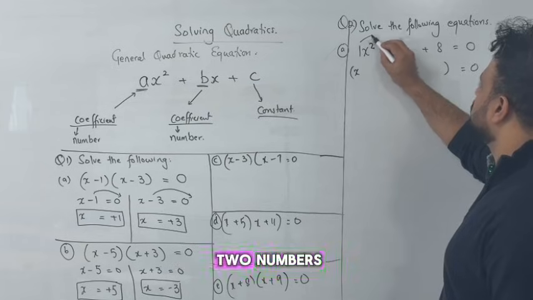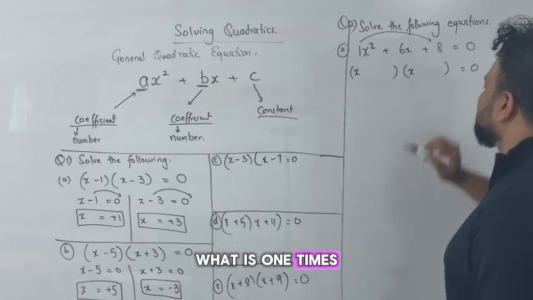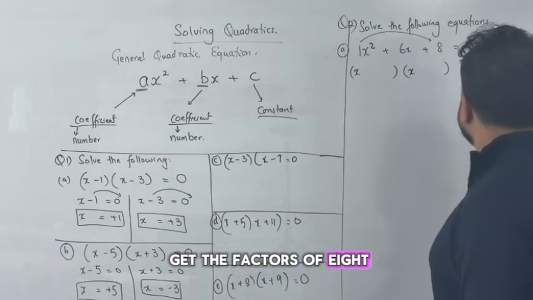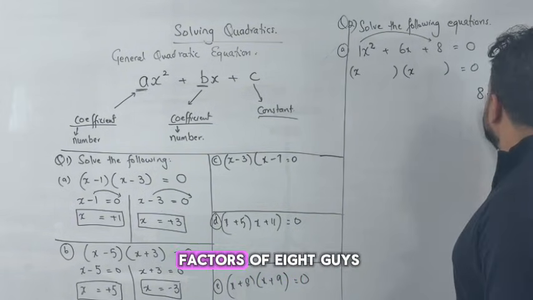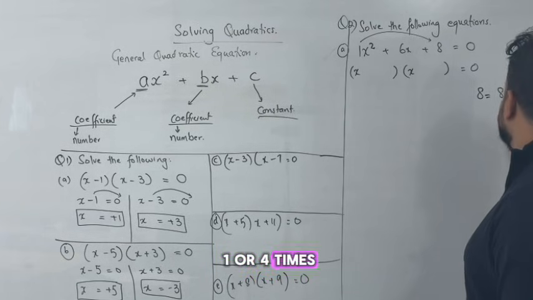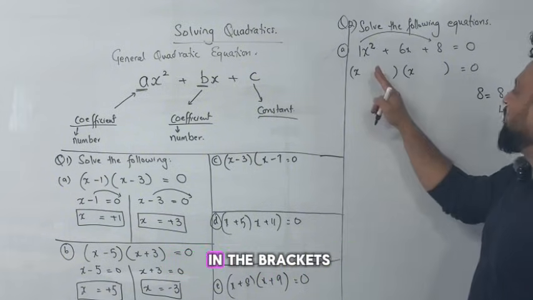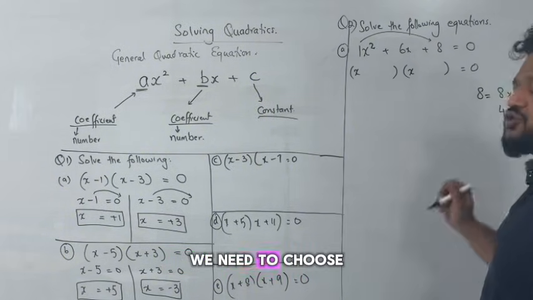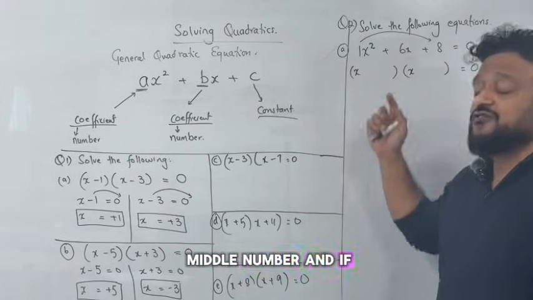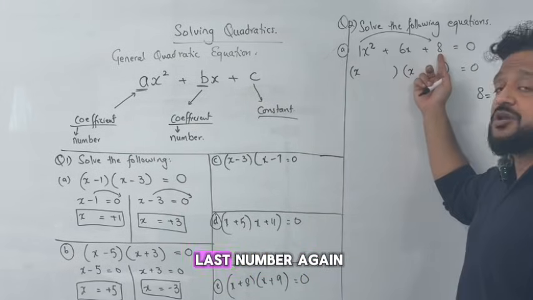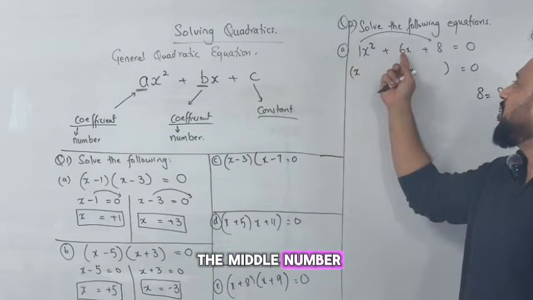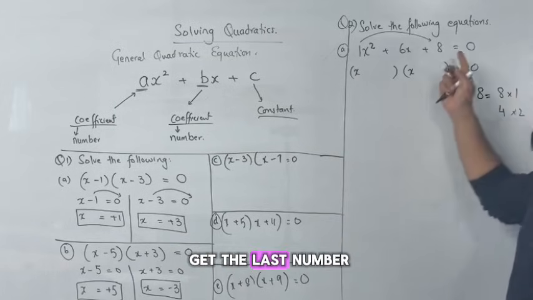So you multiply these two numbers. What is 1 times 8? It's 8. So now we will get the factors of 8. So what are the factors of 8, guys? It is 8 times 1 or 4 times 2. What will go in the brackets? We need to choose those factors that if I add or take away, I should get the middle number. And if I multiply them, I should get the last number. Again, add or take away the factors to get the middle number. Multiply the factors to get the last number.